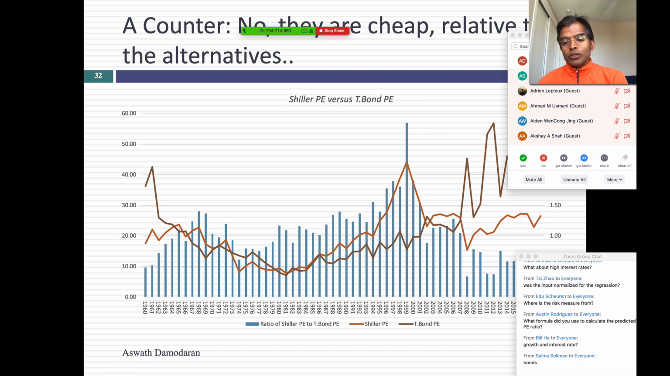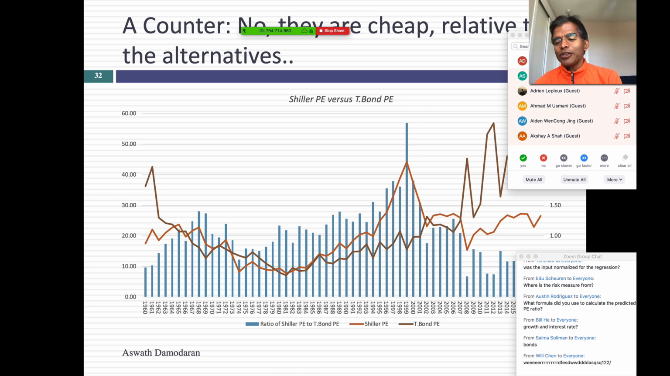Okay? So here's what I computed. You know what the PE ratio for stocks is, right? It's the index level divided by the earnings for the index. I computed a PE ratio for a bond. You're saying PE ratio for a bond? I took the price of the bond and divided by the yield, right? That's like a PE ratio. And if you do that, you can see that the brown line is the PE ratio for bonds. So I'll make a counter pitch. I'll say, no, stocks are not expensive. They're cheap if you compare them to the PE ratio for bonds, because that's your comparison.